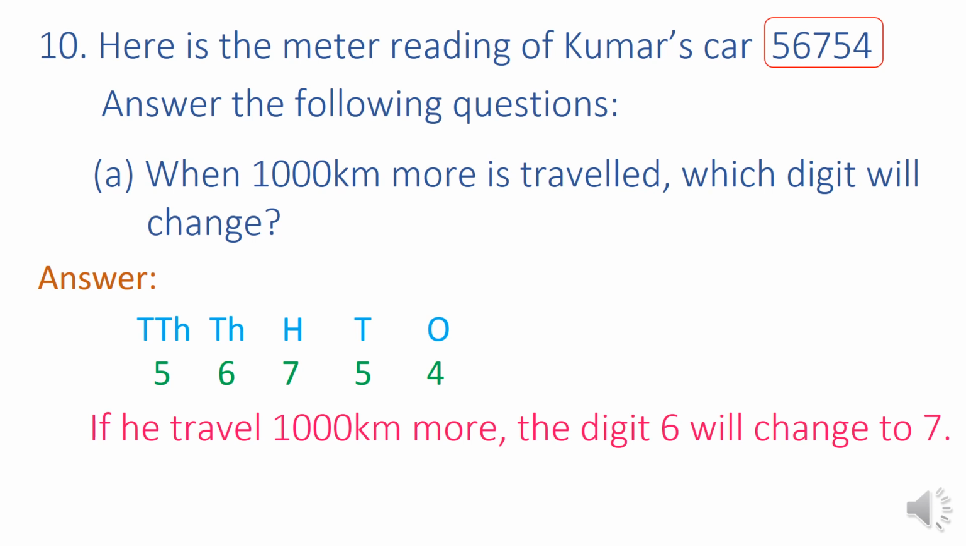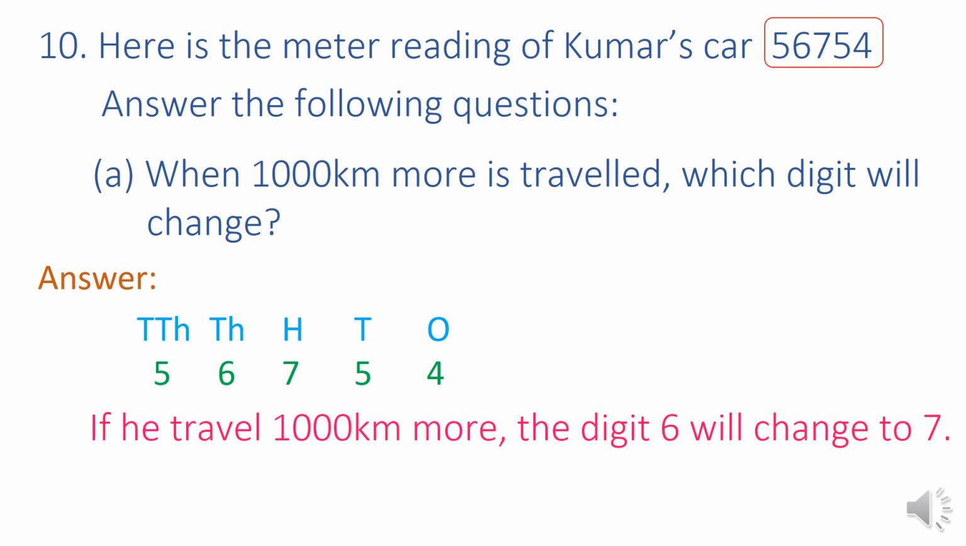That is our question. If he travels 1 km more, the ones place number will change. If he travels 10 km more, then the tens place number will change. If he travels 100 km more, then the hundreds place number will change. If he travels 1000 km more, then the thousands place number will change. He travels 1000 km more, so the thousands place number will change.